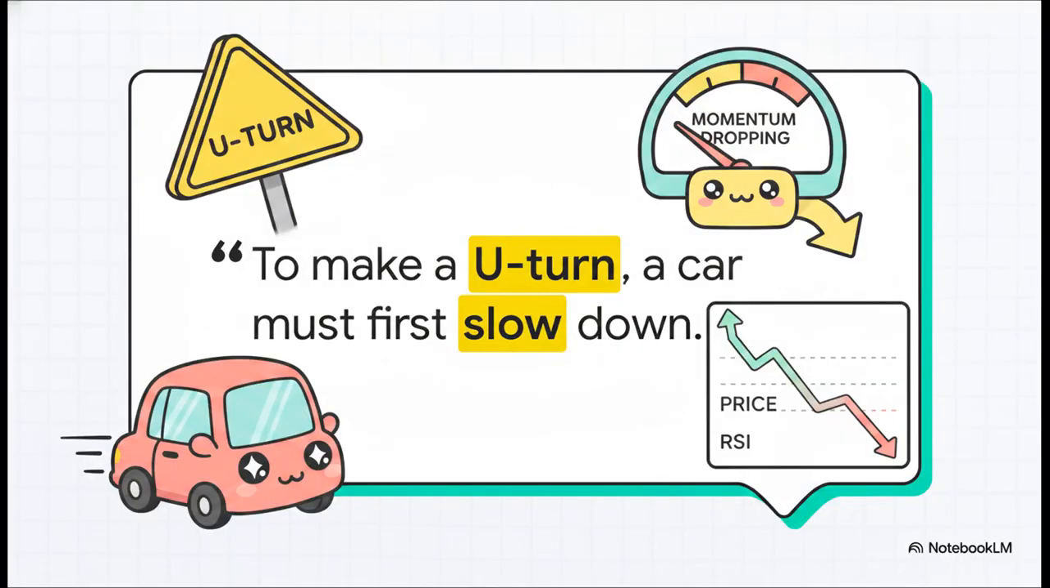If the driver realizes they completely missed their exit and needs to pull a U-turn, what is the absolute first thing they have to do? They have to hit the brakes, right? They got to reduce their speed. They are still moving forward in the same direction for a moment, but their forward momentum is dropping fast. The market does the exact same thing. The price might still be inching up, hitting new highs, but the RSI, the actual momentum, starts dropping. That right there, that's divergence.